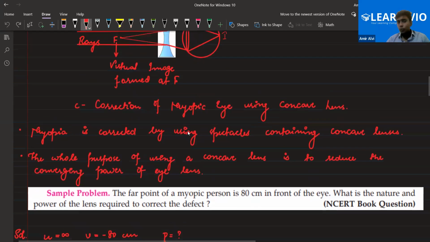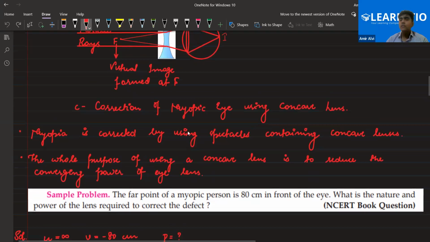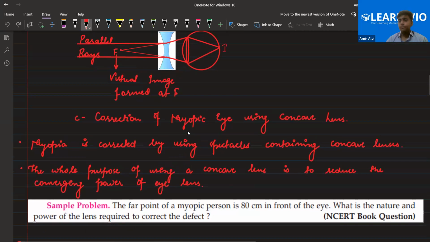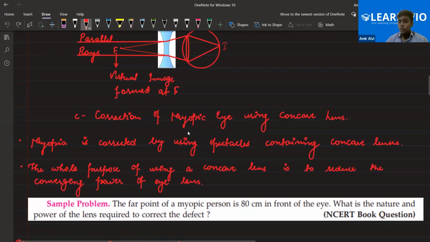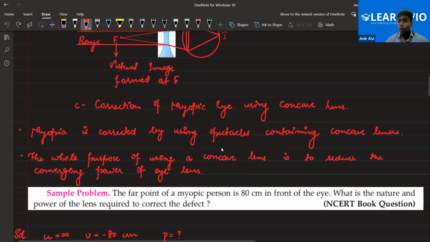So myopia is corrected by using spectacles containing concave lenses, right? So concave lenses are used to correct myopic vision. The whole purpose of using a concave lens is to reduce the converging power of the eye lens. Clear, everyone?